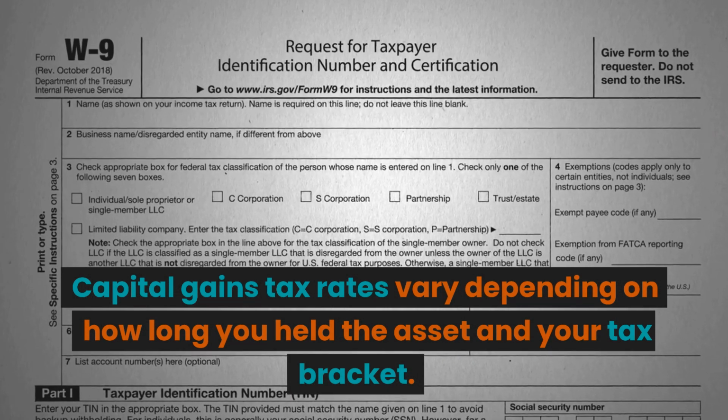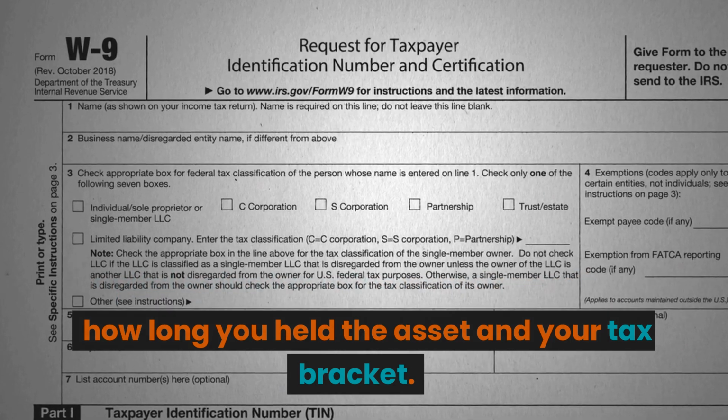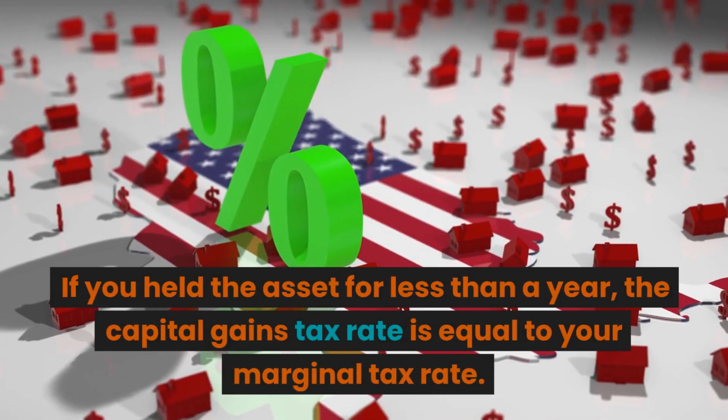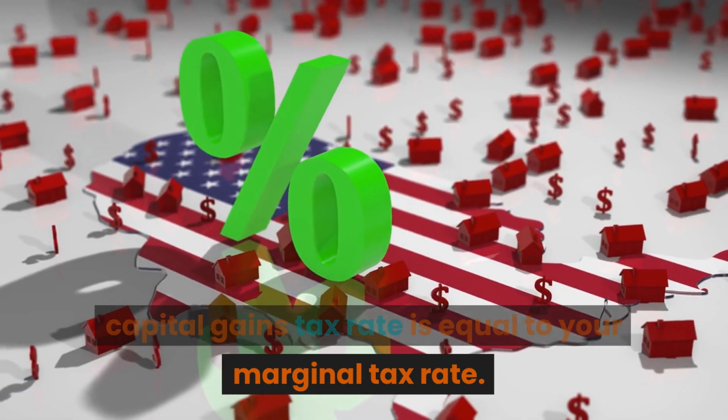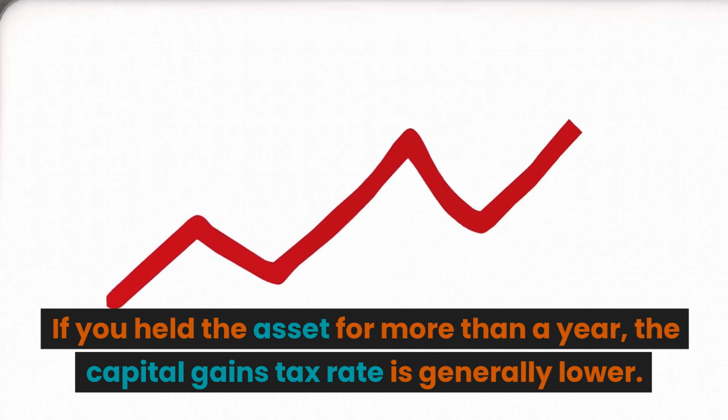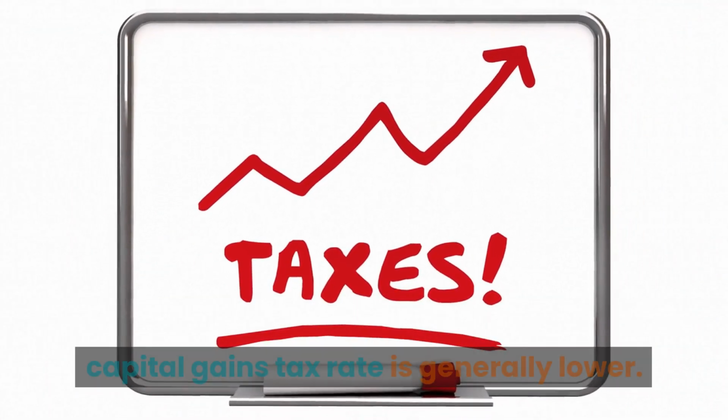Capital gains tax rates vary depending on how long you held the asset and your tax bracket. If you held the asset for less than a year, the capital gains tax rate is equal to your marginal tax rate. If you held the asset for more than a year, the capital gains tax rate is generally lower.